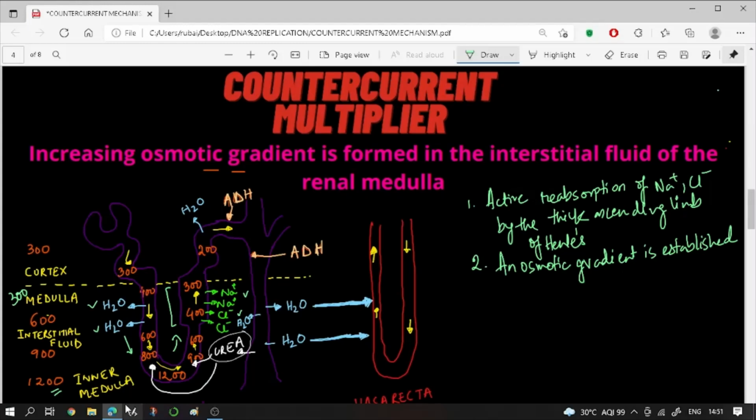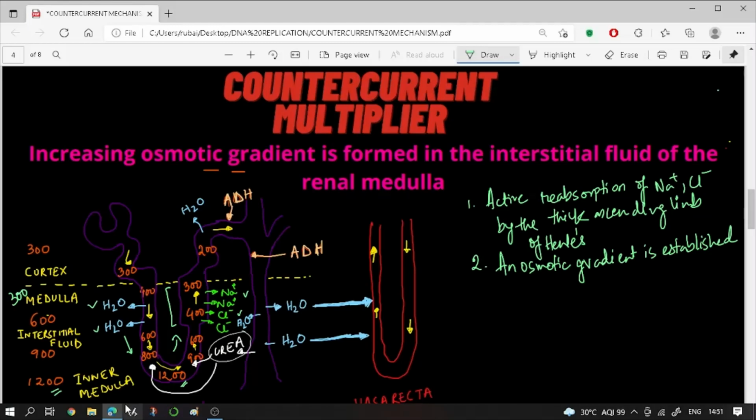Because the osmolarity of the interstitial fluid outside the descending limb is higher compared to the tubular fluid within it, water moves out of the descending limb via osmosis, that is, passively. This causes the osmolarity of the tubular fluid to increase. As the fluid continues along the descending limb, its osmolarity increases even more, and at the hairpin loop, the osmolarity can be as high as 1200.